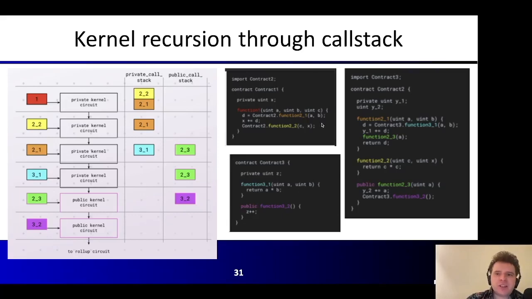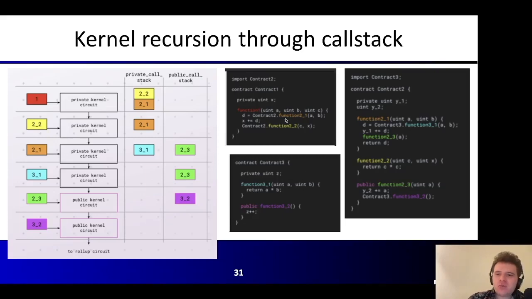But the idea is that we have here three contracts. Contract one is going to call contract two. Let's walk through this transaction that we're trying to do here. So we have contract one, whose function one calls two functions in contract two, function 2.1 and 2.2, doing some simple arithmetic. Function 2.1 calls contract 3, function 3.1, and then calls its own function 2.3, which then calls contract 3.